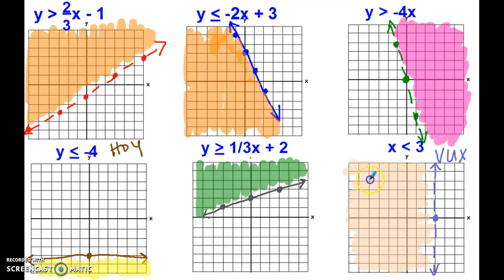That's where all the x's are less than 3. All right, that's 5 minutes of our life.